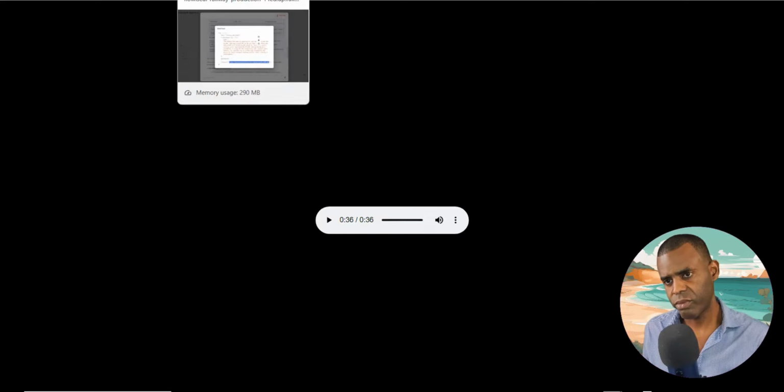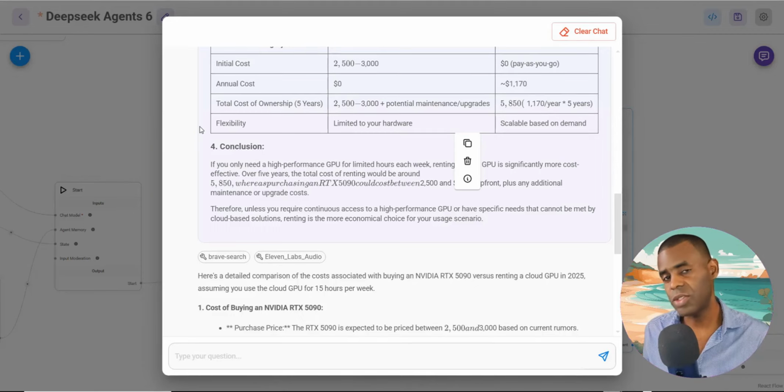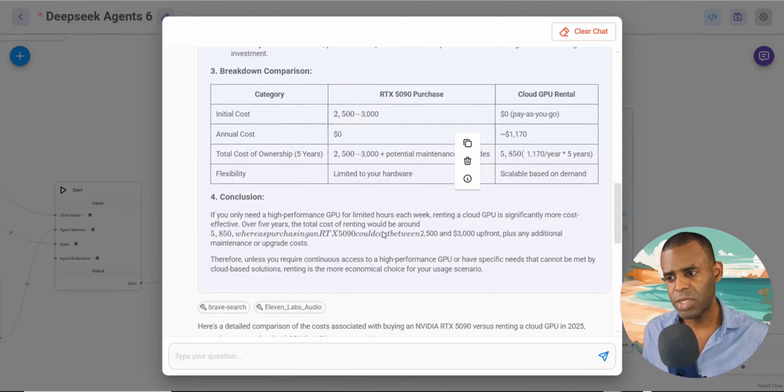All right, so the recommendation is that if we're only using it 15 hours per week, then it's better to rent than to just purchase the RTX 5090, which makes sense. Now, the math, of course, is going to be dependent upon the rates for the cloud GPU rentals.